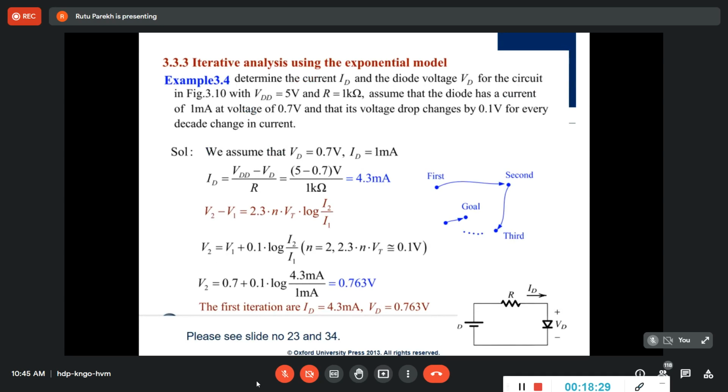See, P and N, this is semiconductor silicon. It goes through a process of fabrication, and depending on how it is fabricated, the value will be given to you. But you just understand that this is a fabrication-based parameter.